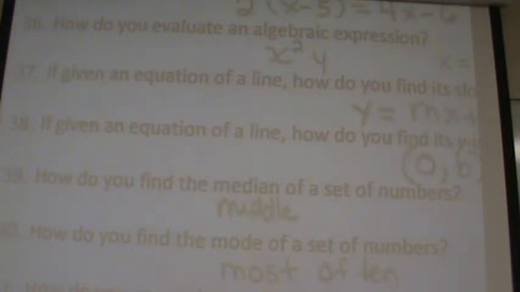What about the mode? What does mode mean? Most often. What if no number occurs most often? There is no mode. What if two numbers occurred 3 times? List them both. Okay? So for homework, you're gonna do 41 through 50.